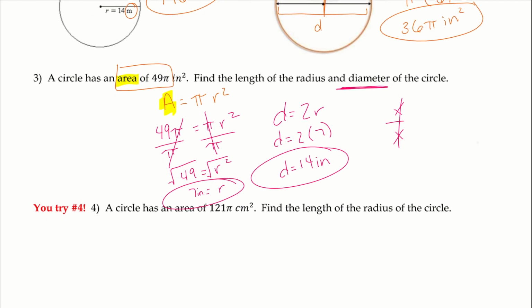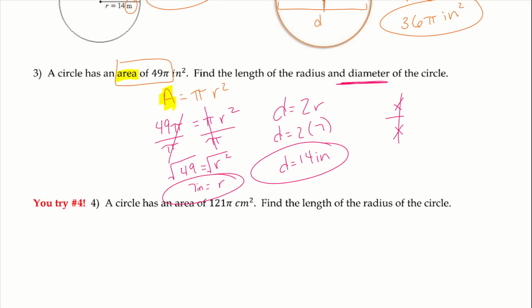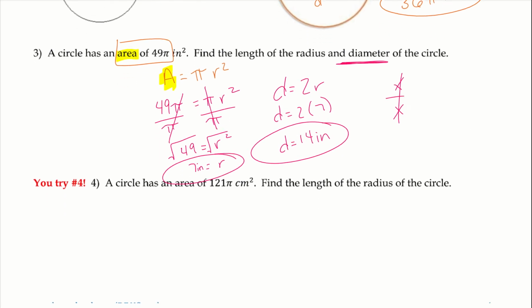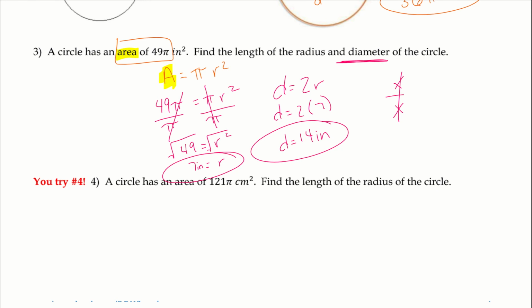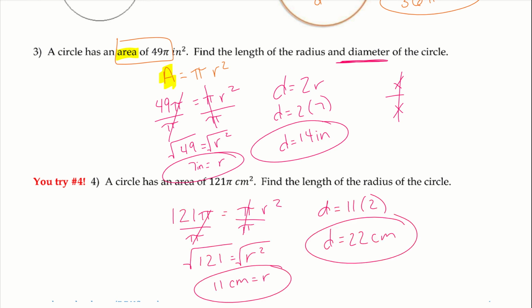Alright, go ahead and try number 4. It's very similar to number 3, so go ahead and give that a shot. Pause the video. When you unpause it, it should be back. Alright, and here's number 4. We have our radius and our diameter.